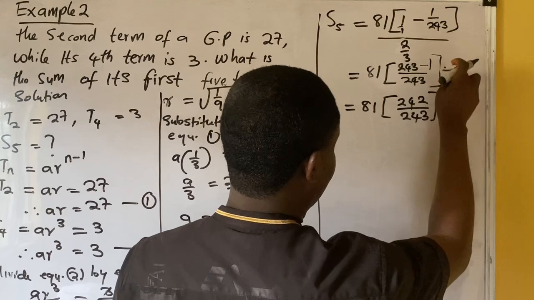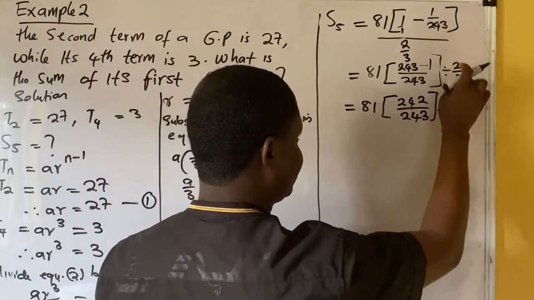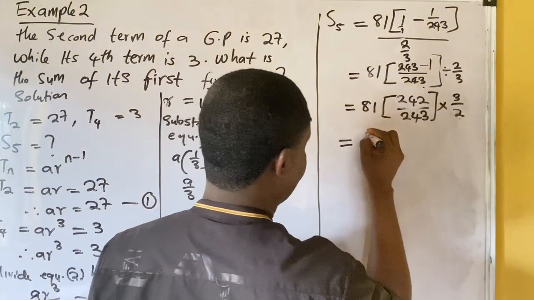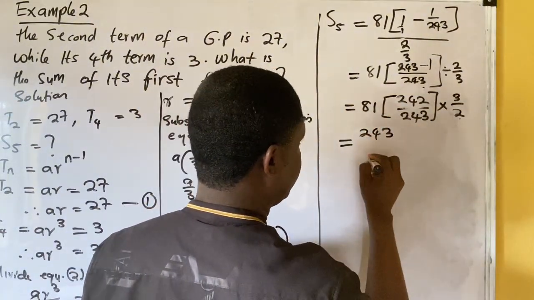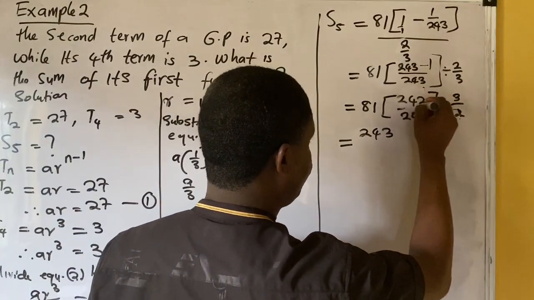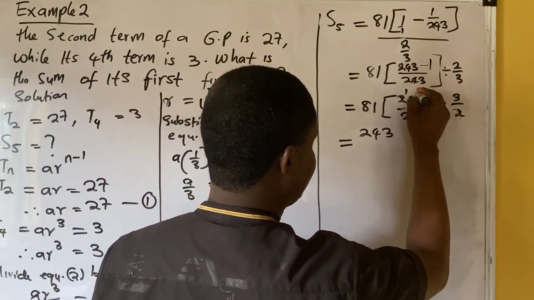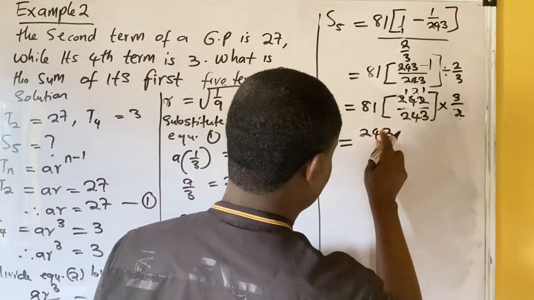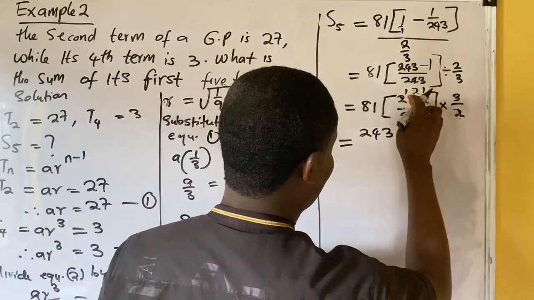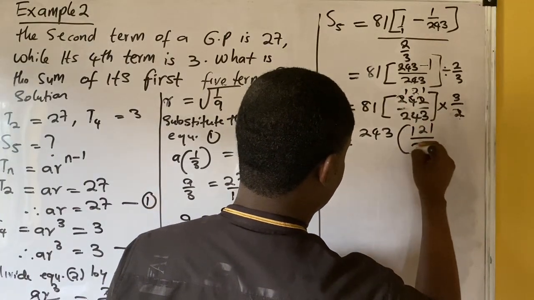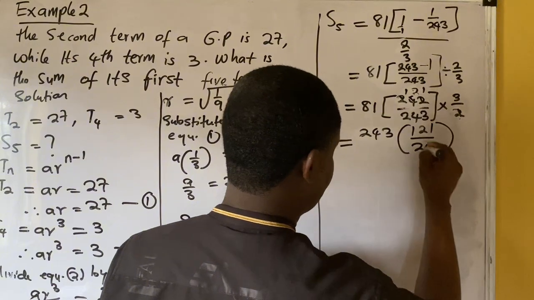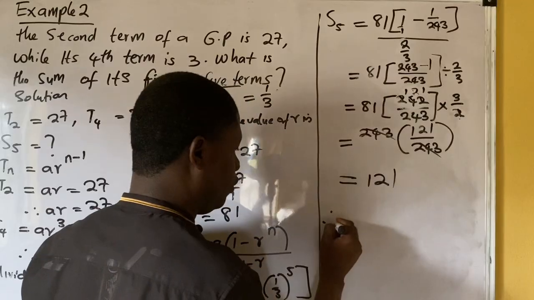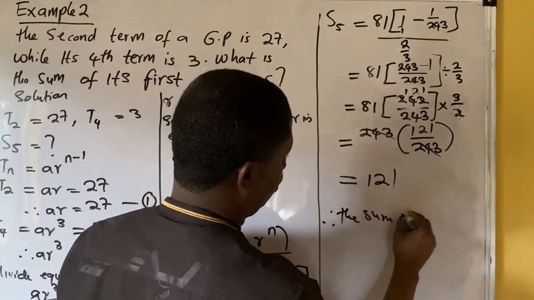If we change this division to times, our 2 over 3 will become 3 over 2. We have 81 times 3 will give us 243. And 2 can cancel 242: 2 goes into 2 once, and 2 goes into 242, 121 times. So we are left with 243 into bracket 121 over 243. So 243 can cancel 243, and this will give us 121.